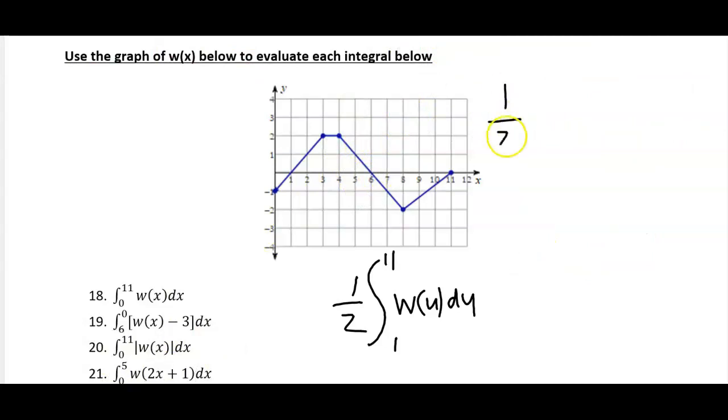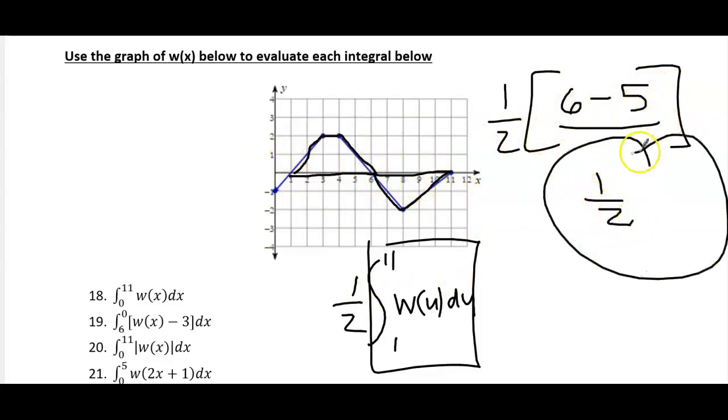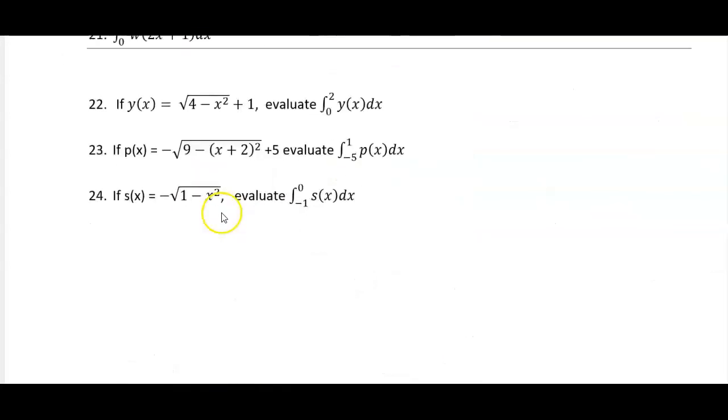So we have 1/2, and we're going to find the integral of w from 1 to 11. And that's basically just the area under the curve. So that's the trapezoid here plus the triangle, which would be, the trapezoid we said was 6, and the triangle we said was -5. So this equals 1 times 1/2, which is 1/2, the final answer for that one. Okay. There you guys have it. So that's that section. Then we got one more set down here.